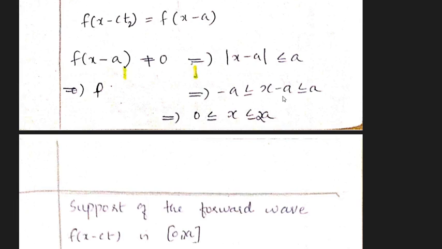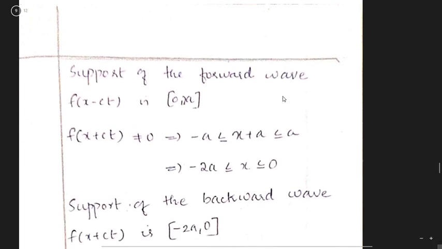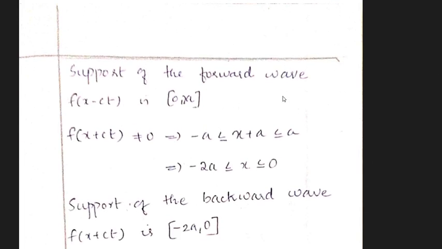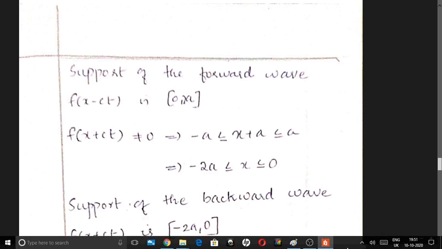Here f of h minus a is not equal to 0 when mod x minus a is less than or equal to a, which implies minus a less than or equal to h minus a less than or equal to a, so 0 less than or equal to h less than or equal to 2a. The support of the forward wave f of h minus ct is the closed interval 0 to 2a. So we have to mark this in our graph.